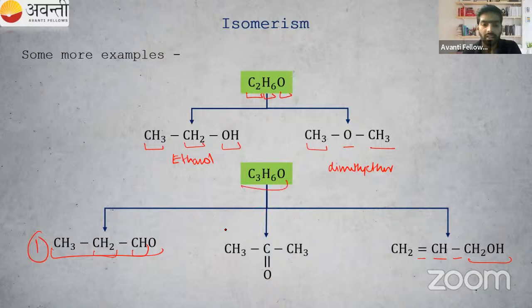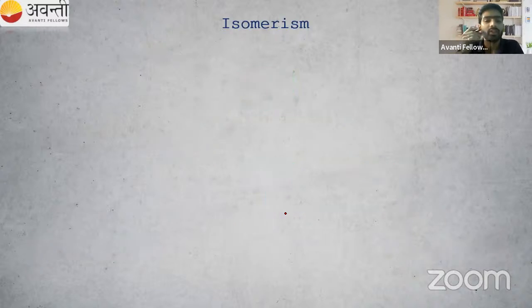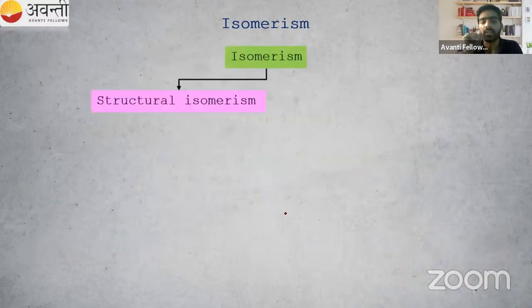And in the second compound also, what will you find? CH3, C double bond O, CH3. That means the same formula. And for compound 3 also, you have the same number of carbon, hydrogen, and oxygen. So what you find here is again the same molecular formula but different structural formula, correct? Easy hai na?